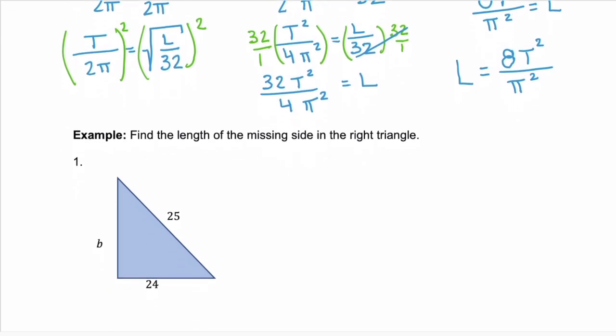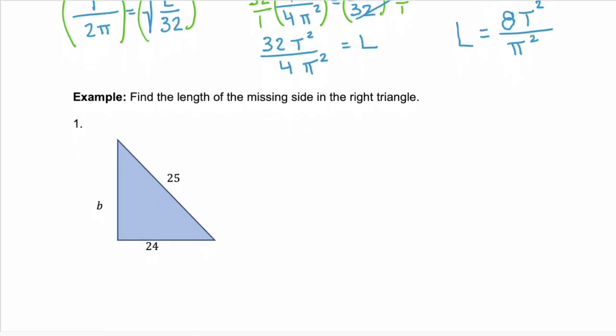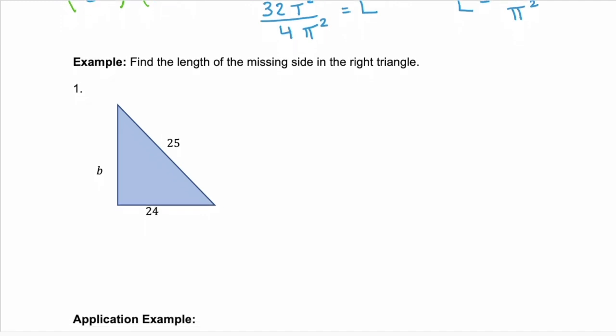How about a geometry example? So we have a right triangle again, and we're being asked to find the length of the missing side in a right triangle. Well, to find the length of a missing side for a right triangle, you need to use the Pythagorean theorem, or a squared plus b squared equals c squared. And remember, c is always the hypotenuse, that diagonal. And the left side's labeled as b, so this bottom side can be our a.